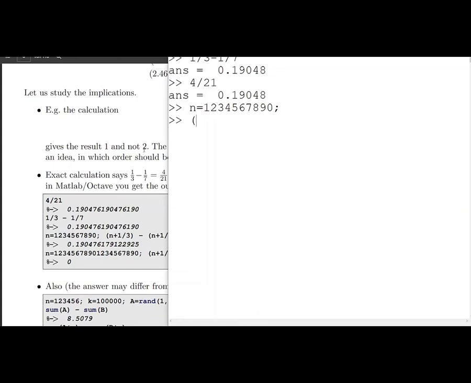And now let's add this large number to 1 divided by 3. Then there will be a rounding error. A lot of information of 1 divided by 3 is vanishing. Minus, so doing this operation, also a lot of information of 1 divided by 7 will vanish due to the addition of a large number. And now if we subtract, we should get the same result as above. But let's see what happens.